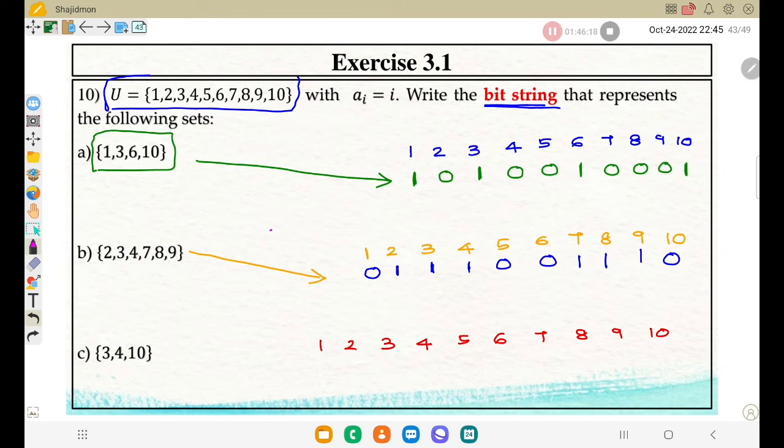3 is present, so you put 1 there. 4 and 10, also 1. All other positions are 0: 0, 0, 0, 0. Those numbers are not present, absent. So this is the bit string that represents that set. I hope you understood the meaning of the bit string.